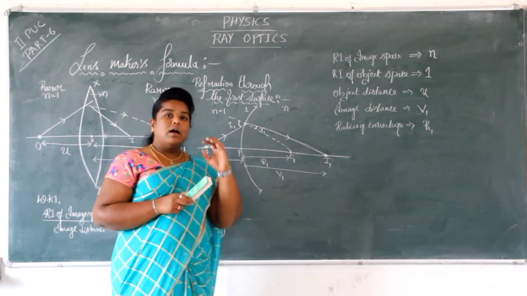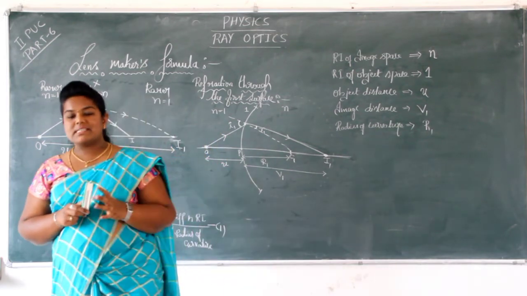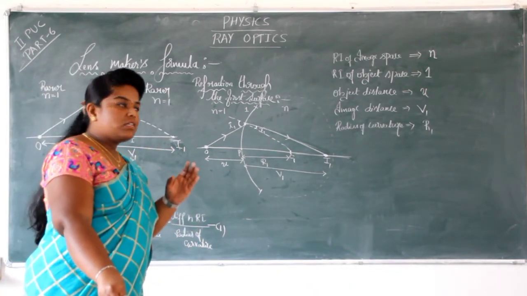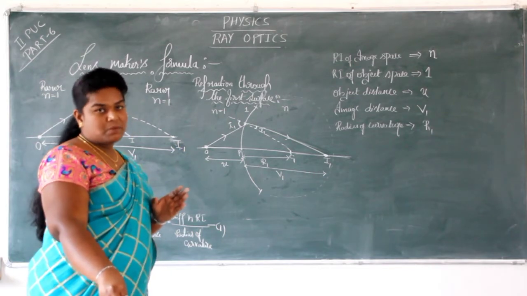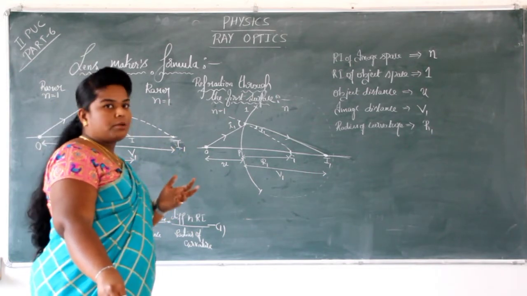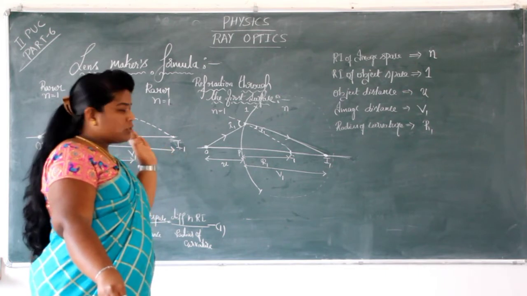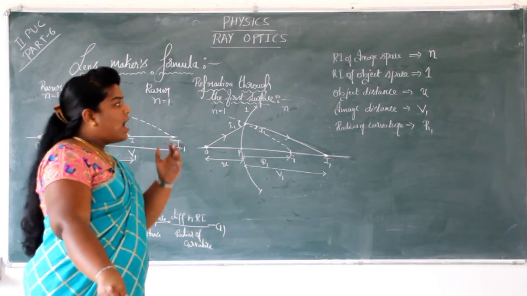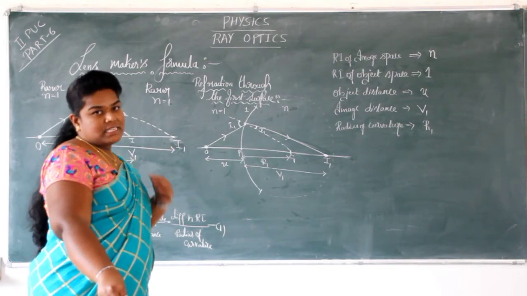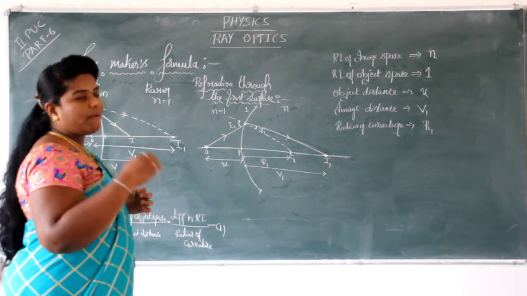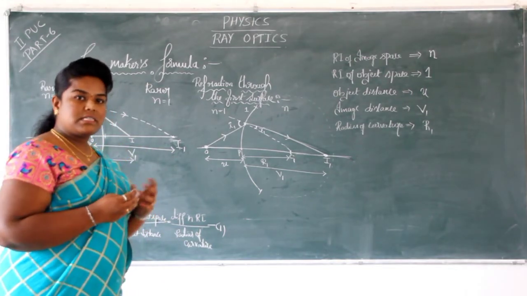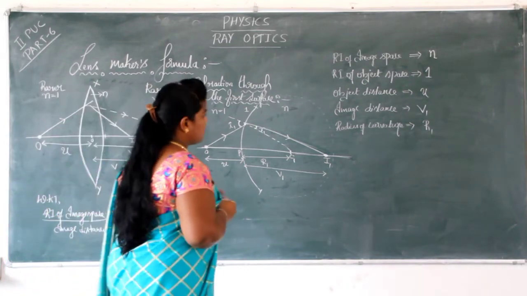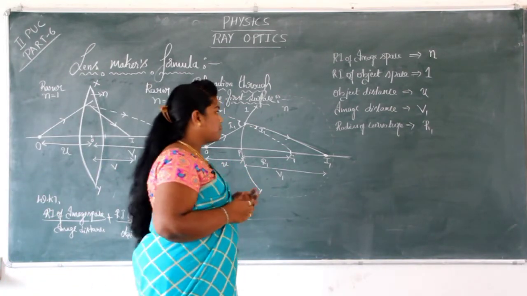Hope you all remember the sign conventions. According to the sign convention, all the distances should be measured from the pole along the principal axis. The distances measured towards the direction of incident rays are taken as positive, and the distances measured opposite to the direction of incident rays are negative. And a real object and real image distance are taken as positive, and a virtual object and virtual image distance are taken as negative.